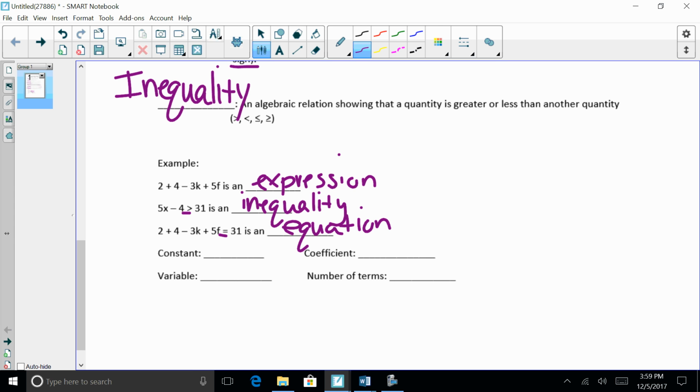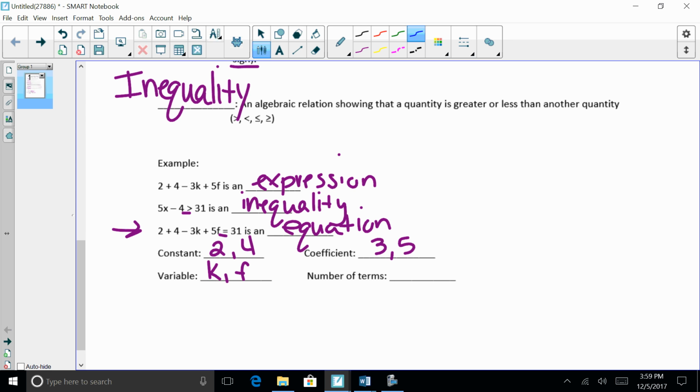Okay, so now we're going to use this last example down here, and we're going to identify some examples of a constant. So no matter what, this is going to occur. Nothing else affects it. So this could be an example of the 2 or the 4. A variable, so the letter, the unknown, the k and the f. The coefficient, remember, it is attached to and multiplied by the unknown of the variable. That's going to be the 3 and the 5. And now the number of terms.